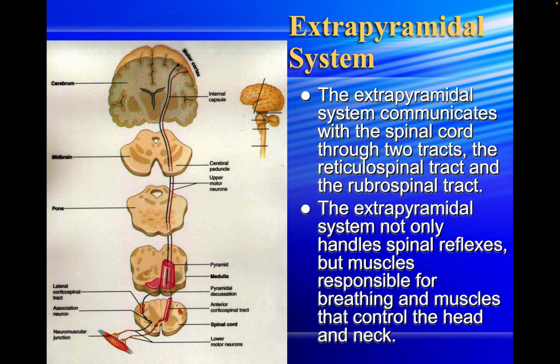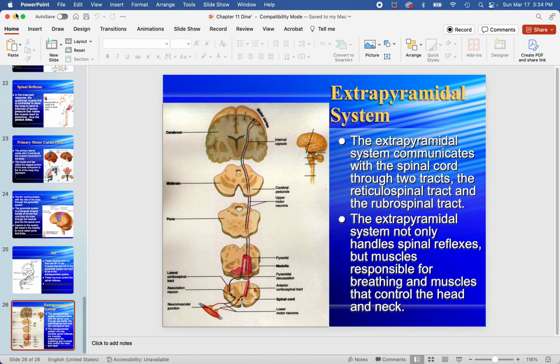The extrapyramidal system communicates with the spinal cord through two tracts, the reticulospinal tract and the rubrospinal tract. The extrapyramidal system not only handles spinal reflexes, but muscles responsible for breathing and muscles that control the head and neck. And that is the end of that.